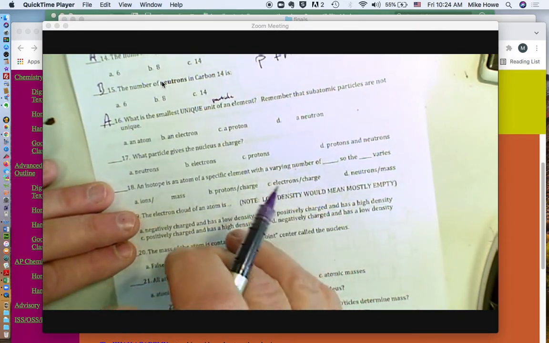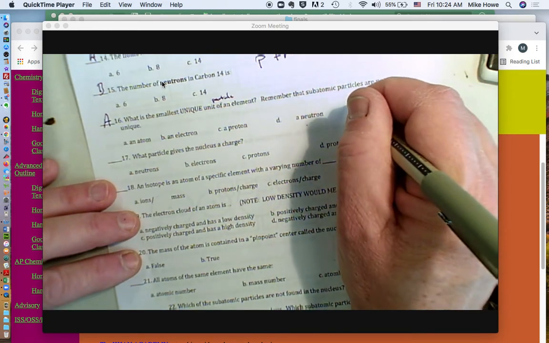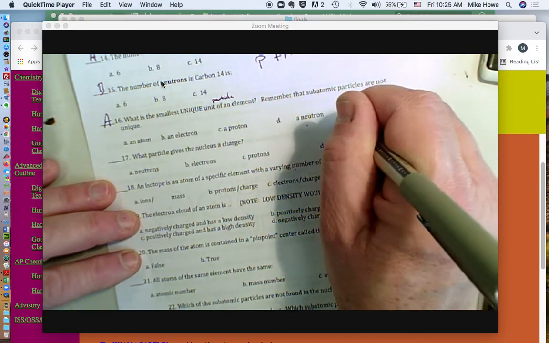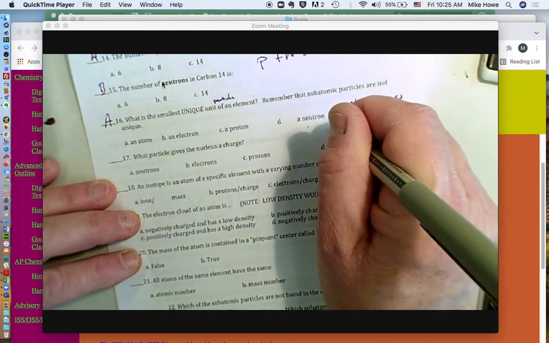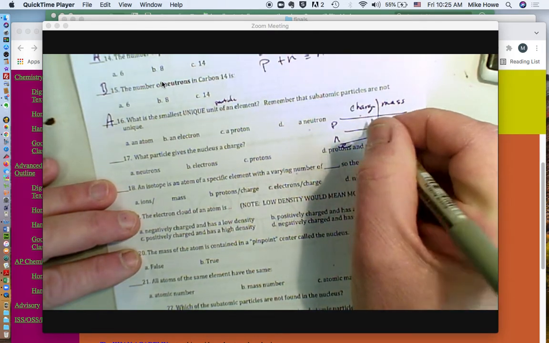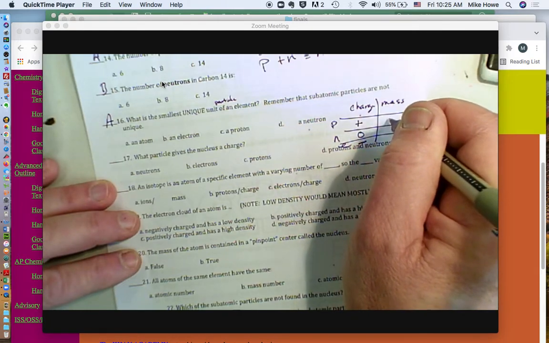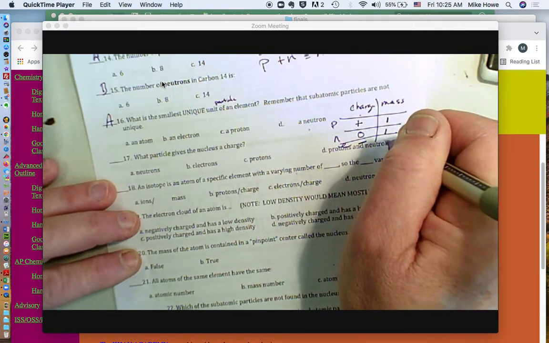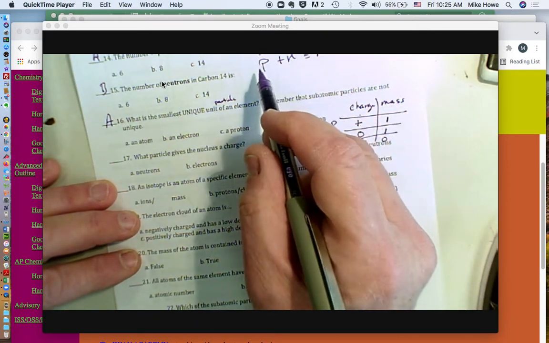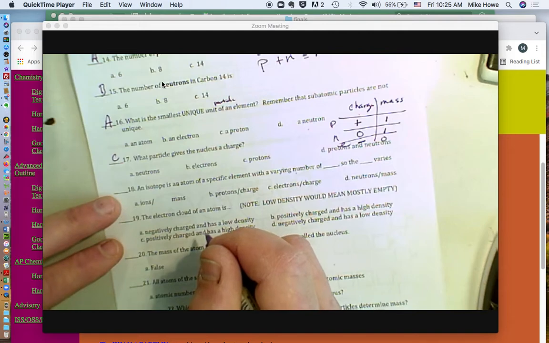Okay, the particle that gives the nucleus the charge, remember we have this little charge and mass chart. I'll make that little chart for you. So if we have charge and mass, and you had protons and neutrons and electrons. The protons have a positive charge, neutrons have 0 charge, electrons are negative. Protons have a mass of 1, neutrons have a mass of 1, electrons have so little mass that we say that it is 0. So since in the nucleus we have the protons give the nucleus a charge, so that would be C.